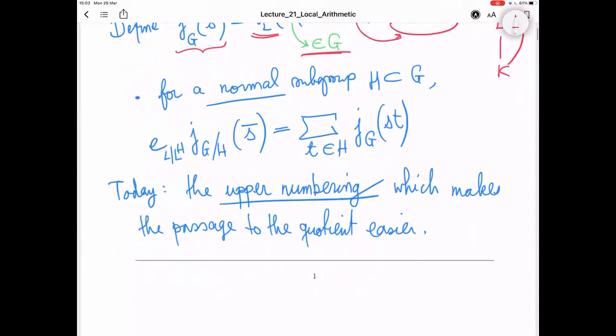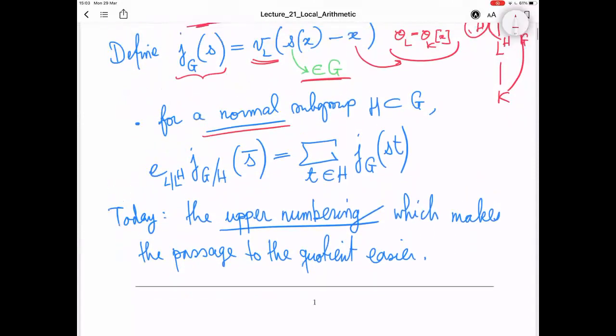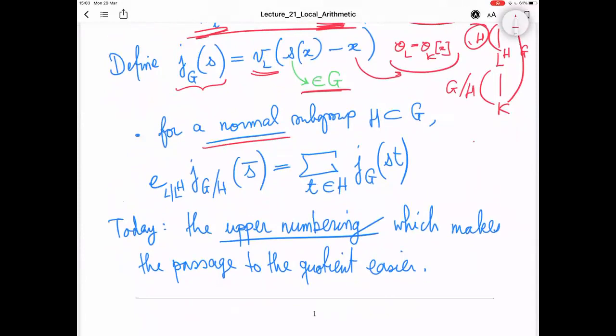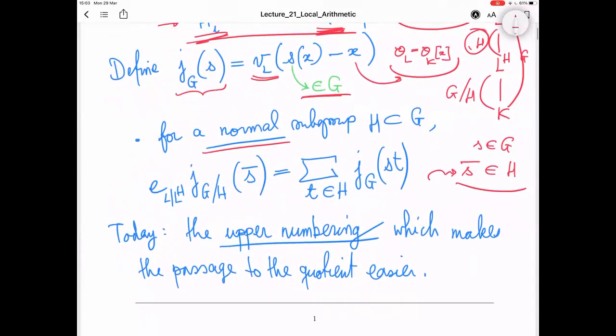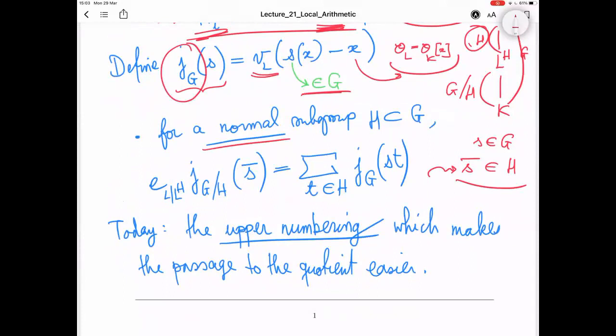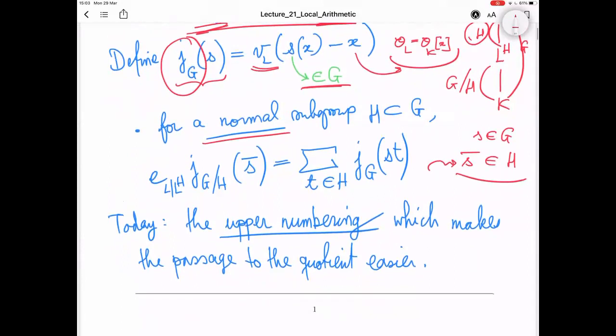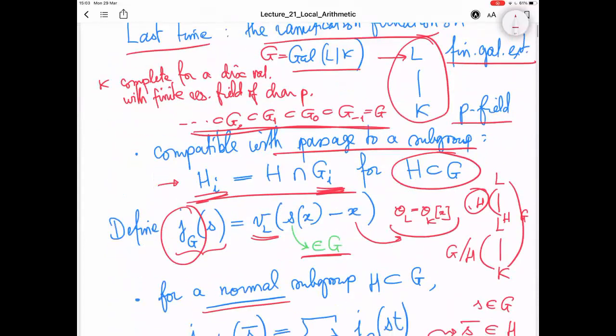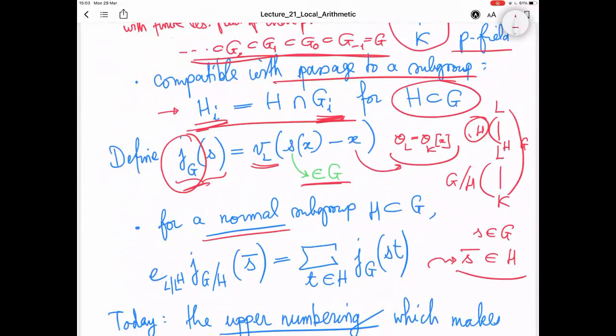For a normal subgroup, when H is a normal subgroup, then of course L^H is also going to be Galois, and the Galois group here is going to be G mod H. So for s in G, we have s bar in G mod H, and you know this, the function i sub G encodes this filtration, right? The filtration is here, and it is encoded in the function i sub G.